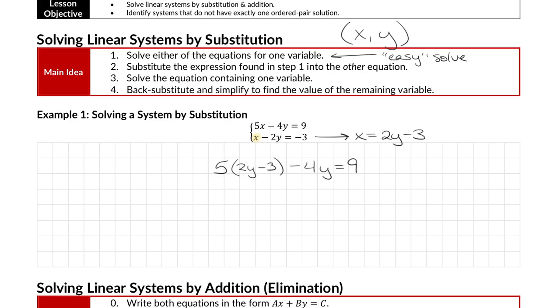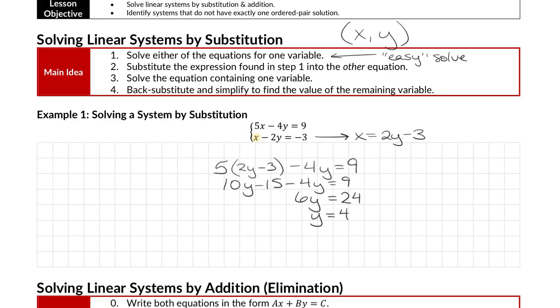At this point, I only have one variable left and one equation I'm working with. One variable, one equation we can solve. This becomes 10y minus 15 minus 4y equal to 9. If I combine like terms, I end up with 6y on the left-hand side, because 10 minus 4 is 6y. And I'm going to add the 15 to the other side, which gets me 24. Divide by 6 on both sides, we know that y is equal to 4.